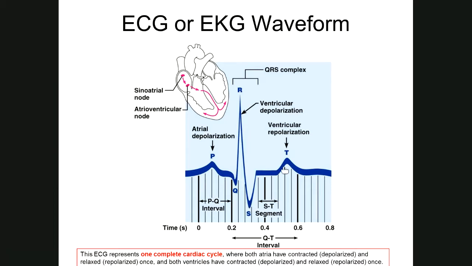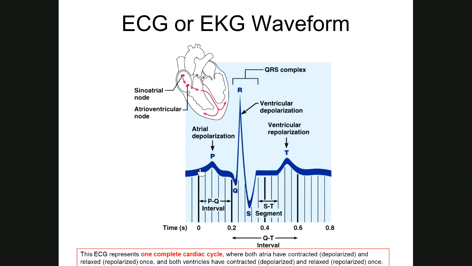And then we have the T wave, which should be repolarization of the ventricles. So what's missing that you can see here from this EKG waveform? There's something missing. Let's go back over here.